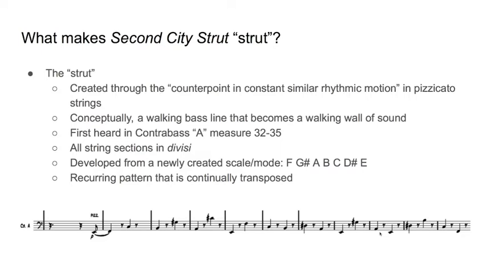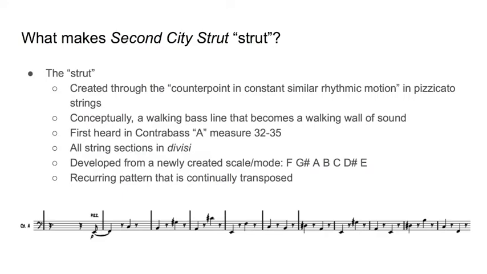So in this initial case that we're looking at, we see that F is our root, and G sharp being that second acts as a new leading tone to A, and A then becomes the new root. So this is a constant recurring pattern that is continually transposed in the one voice itself as well as all of the other voices that come in.